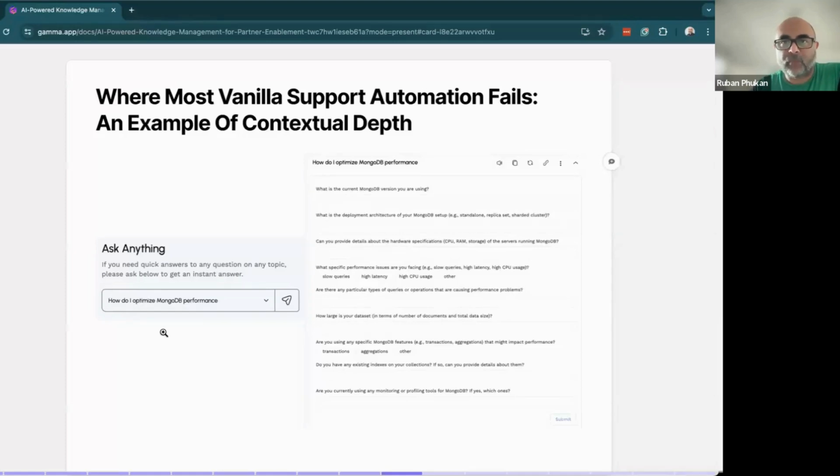So what is required for an autonomous platform? And this is how even a human support agent would behave as well: it needs to probe the partner or the end user for more context. The context could be: what is the version of the software being used? What is the deployment architecture and hardware specifications? What kind of performance issue is being talked about, and things like that? Only then can it give a solution which is more effective for the end user.